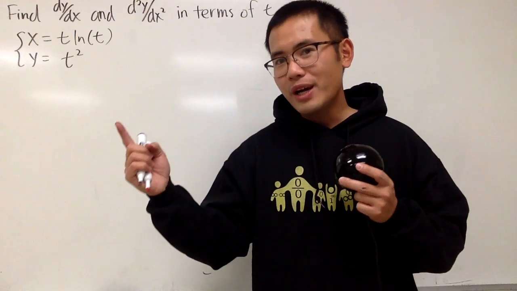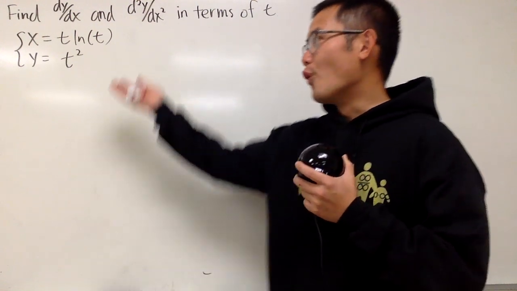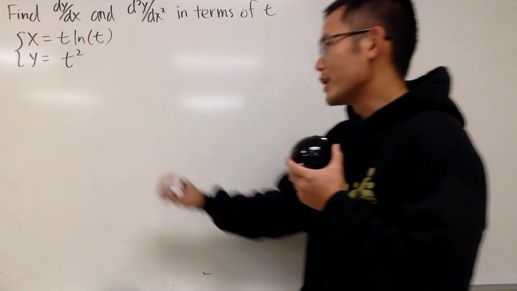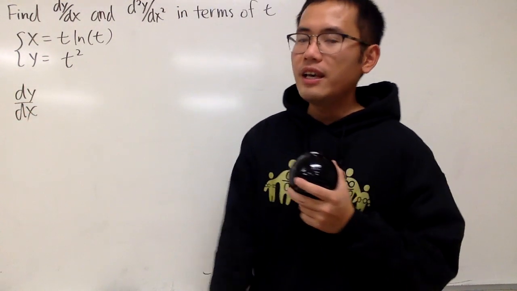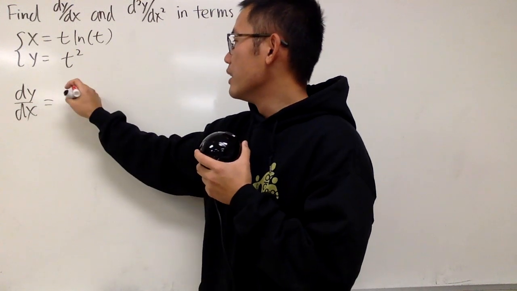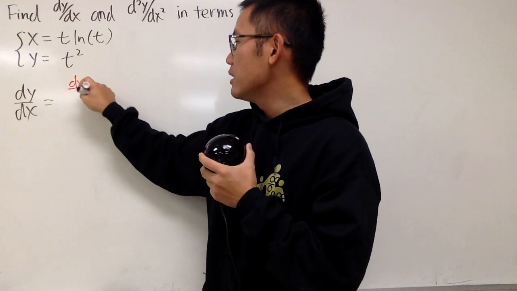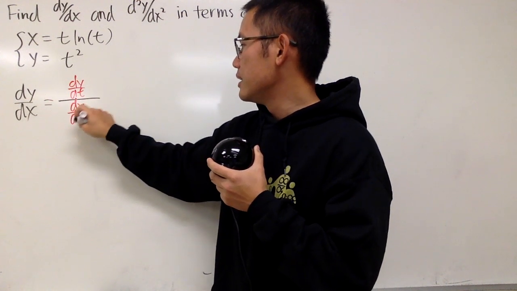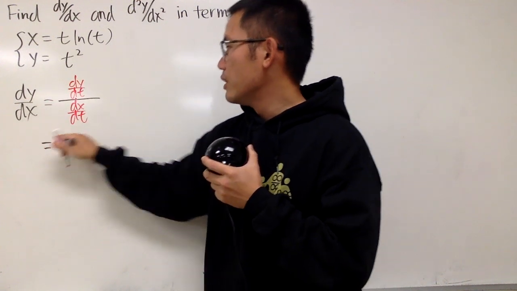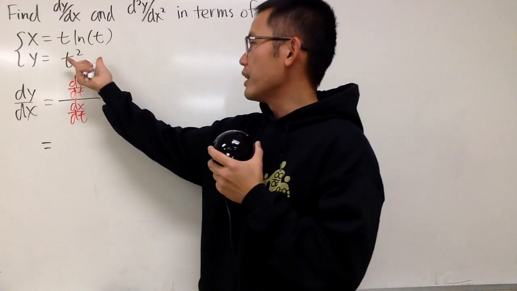Okay, we'll find dy/dx and also d²y/dx² for these parametric equations right here. So here we go. Let me write this down for you guys. dy/dx is equal to dy/dt over dx/dt. So for the dy/dt, just go ahead and look at this and differentiate.